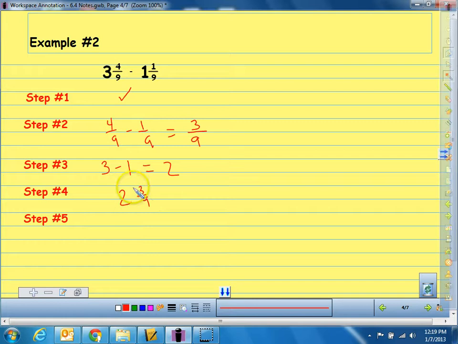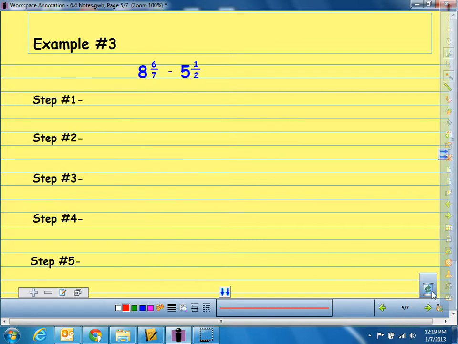We want to make sure we simplify. 3 and 9 can both be divided by 3. So when I divide the top by 3, I divide the bottom by 3 as well. 3 divided by 3 is 1. 9 divided by 3 is 3. So when I simplify it, my answer should be 2 and 1/3. That's my simplified answer. All right, keep going.